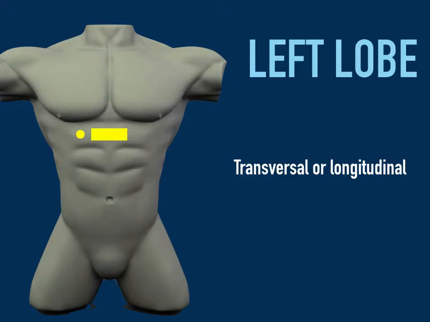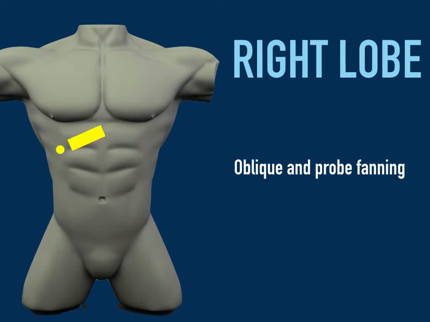For the left lobe, we are going to use a transversal or a pure longitudinal way. And for the right lobe, we are much better off if we use the oblique approach and fan up and down to see the whole right side of the liver.